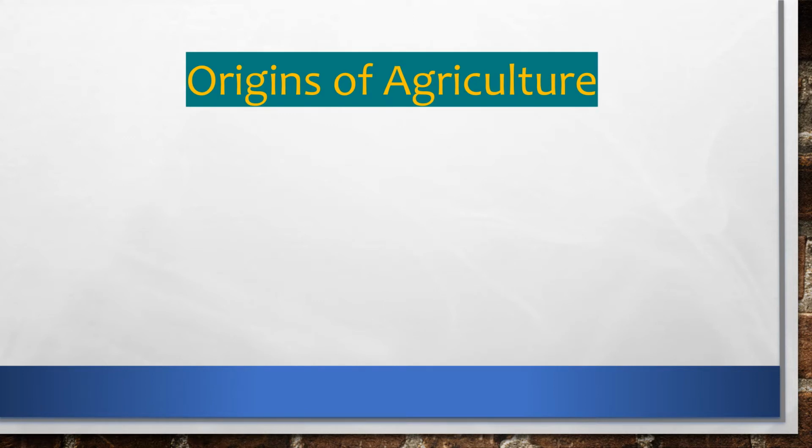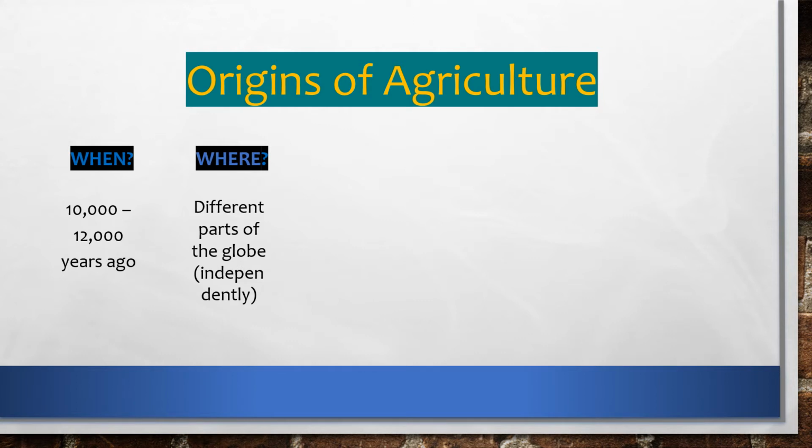So, on the origins of agriculture, if we answer the question when, agriculture actually started on the surface of this earth around 10,000 to 12,000 years ago, according to documented evidence. Where did it start? It arose from different parts of the globe, independently. It was not simultaneous. From the different parts of the earth, like the Philippines, agriculture probably started later. In Africa, earlier. And in the Middle East, at other times. So it happened in different parts of the globe independently.